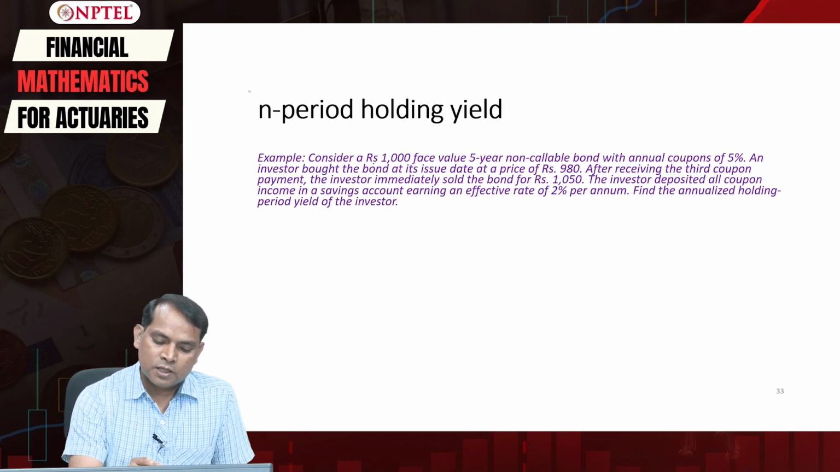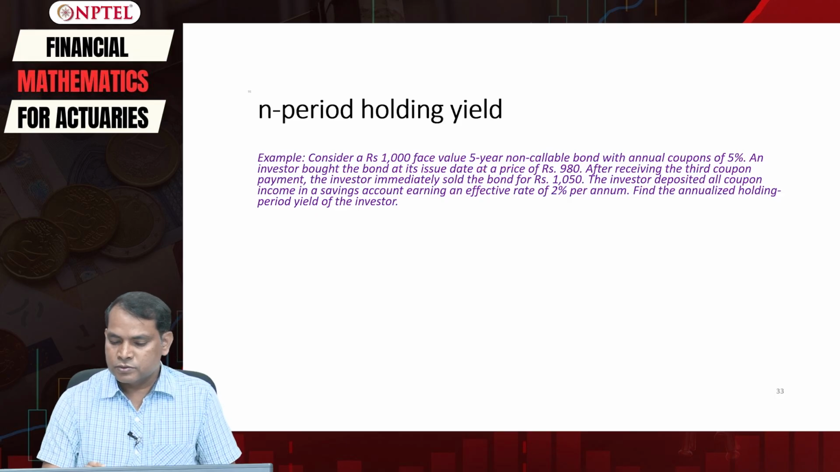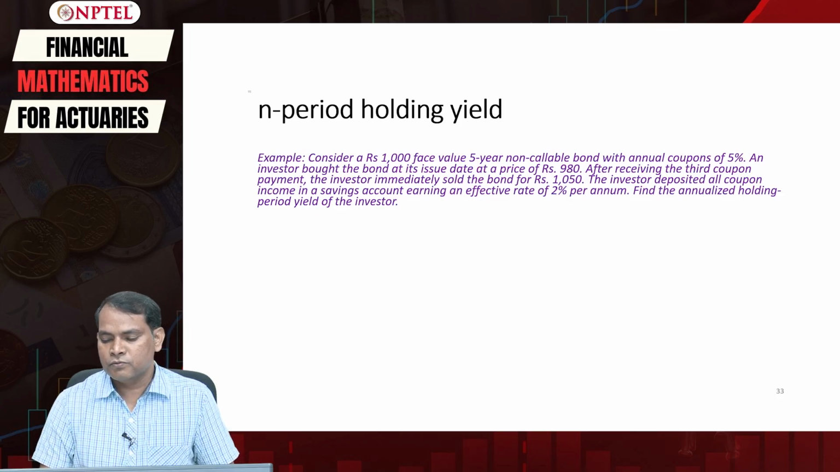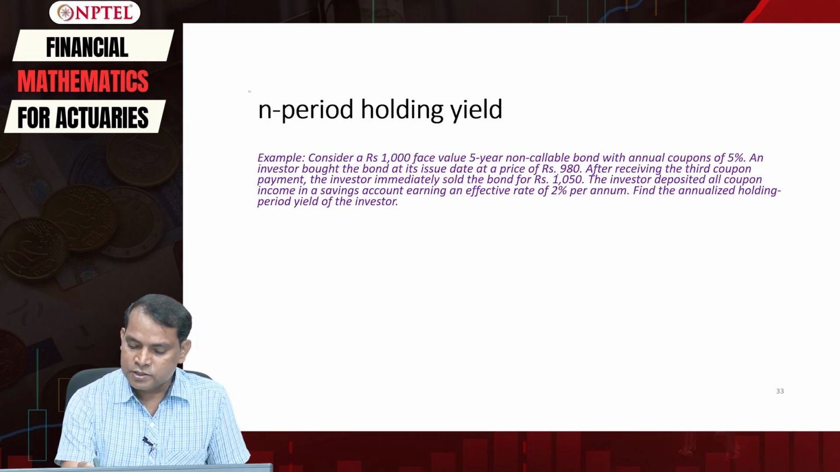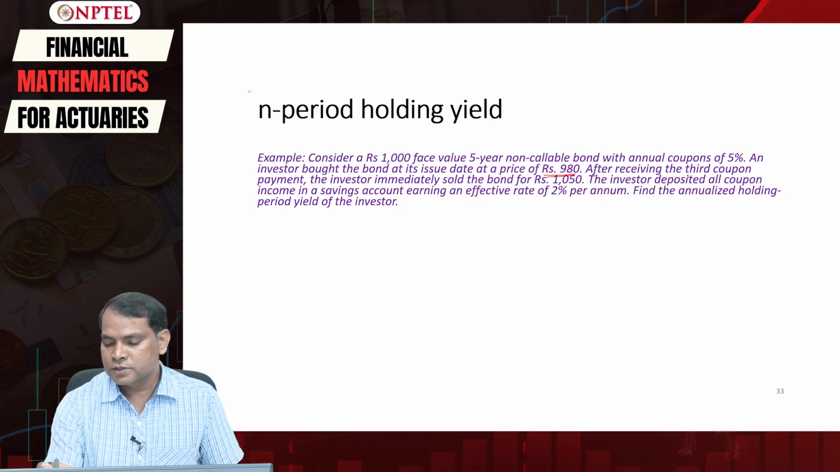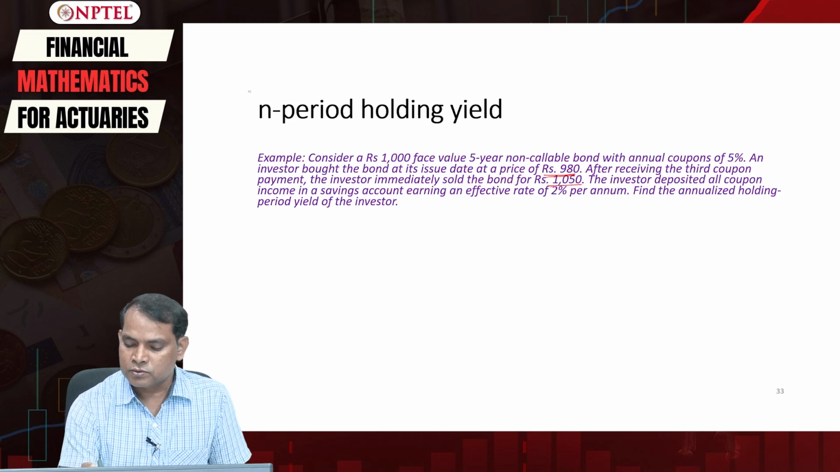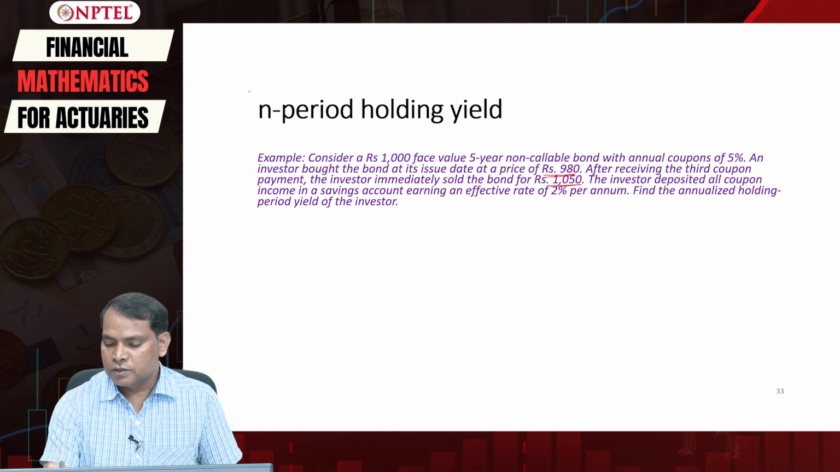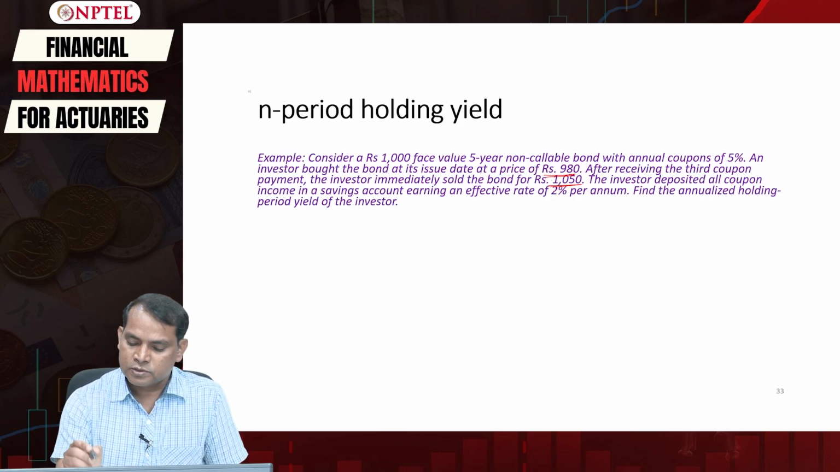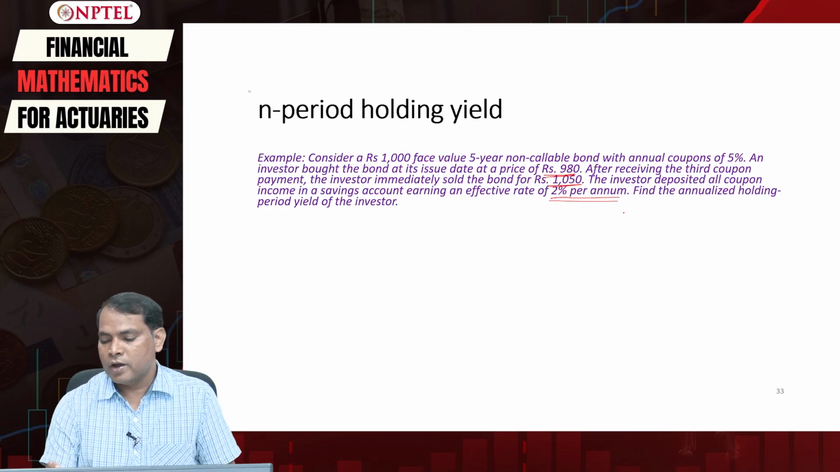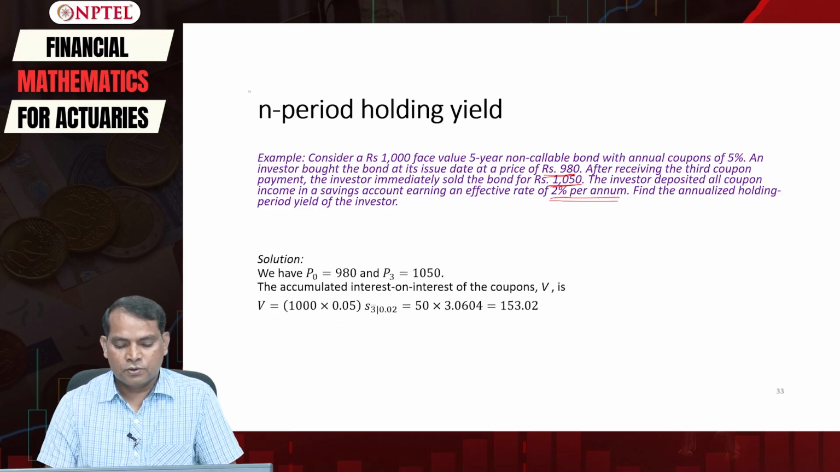Consider a 1000 rupees face value bond, 5 years to maturity, non callable bond, with annual coupon rate of 5%. An investor bought the bond at its issue date at a price of 980. After receiving the third coupon payment, the investor immediately sold the bond for 1050. The investor deposited all coupon income in a saving account earning an effective rate of 2% per annum. Find the annualized holding period yield of the investor. So, how to do that?